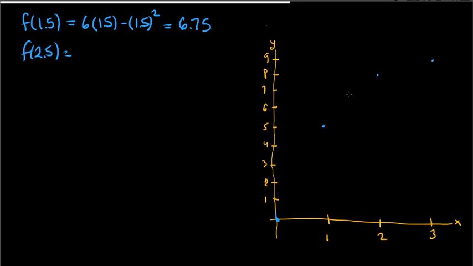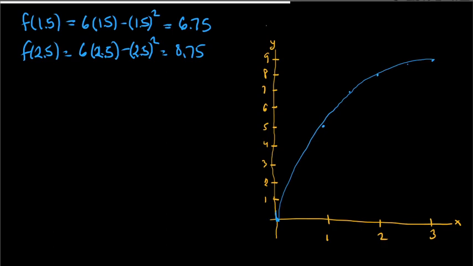So that's going to be right about here. And for 2.5, you get 8.75, which is almost close to 9, right? So this should help a little bit, and I'm going to try to draw it again. All right, close enough. Close enough.